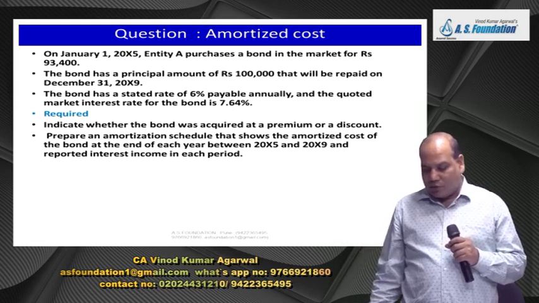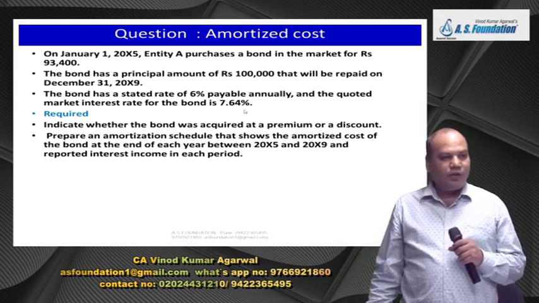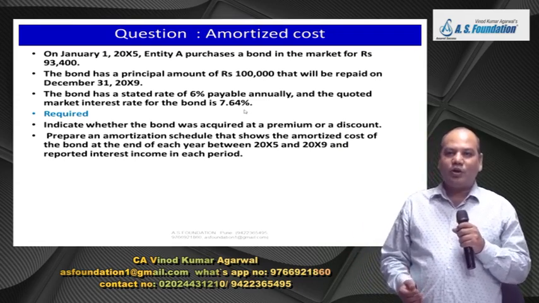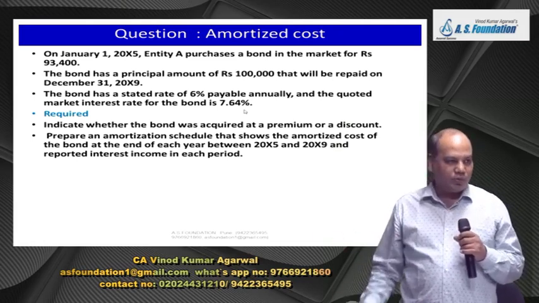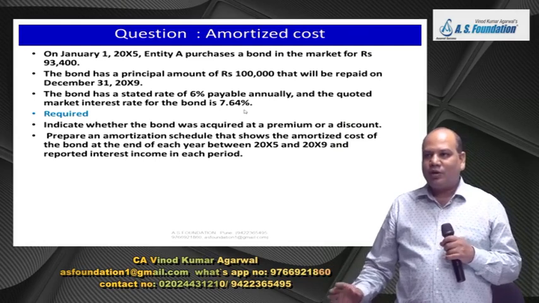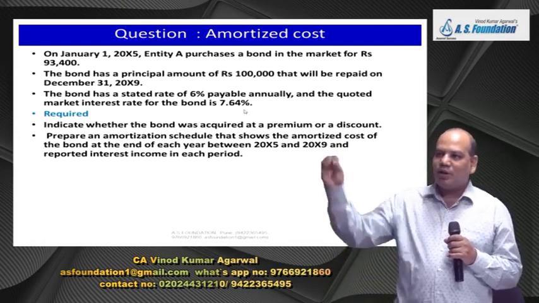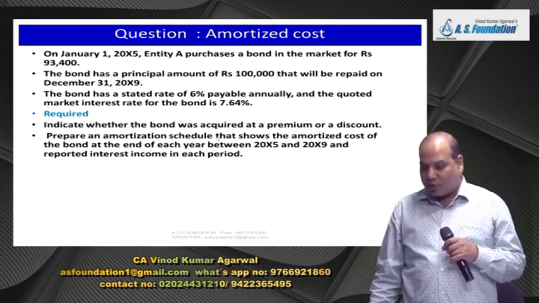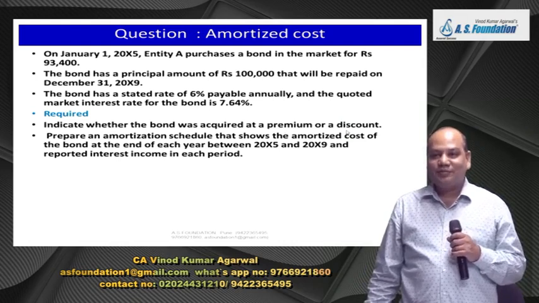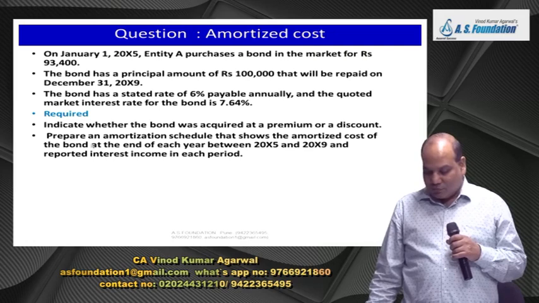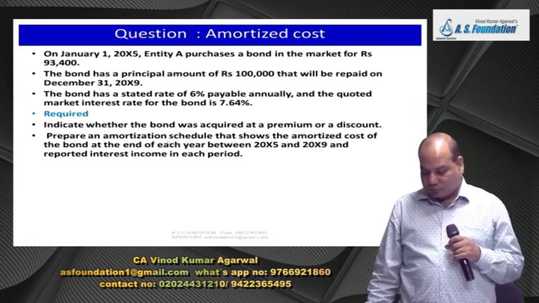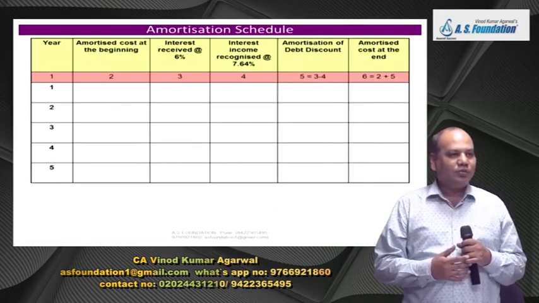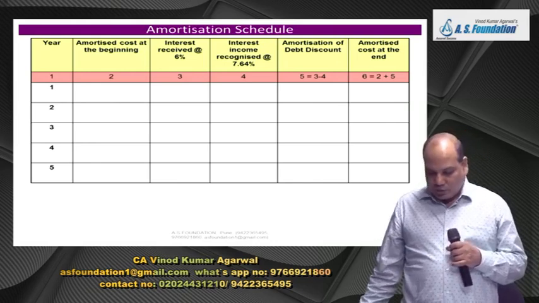Only keep in mind, if the bond is issued at a discount, the effective rate will be higher than the coupon rate. And if the bond is issued at a premium, the effective rate will be lower than the coupon rate, assuming no other cash flows like some cash bonus, some redemption premium, etc. Then the question for 100 marks: indicate whether the bond was acquired at a premium or at a discount. Discount, tick mark discount. Prepare an amortization schedule. Same problem, only my purpose is, if it is discount, what will happen? So the format you have understood.